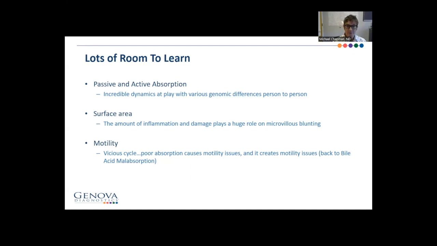Motility is a vicious cycle. Poor absorption causes motility problems, and then that creates motility problems, back to that bile acid malabsorption. So motility is basically what we're trying to fix when it comes to IBS. This is your outcome, but it also plays a role in how well you absorb, because if somebody's having diarrhea, they're not absorbing very well.